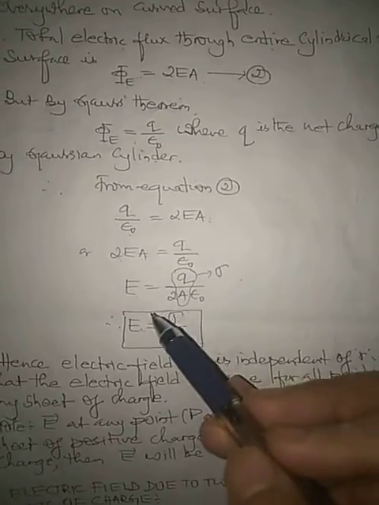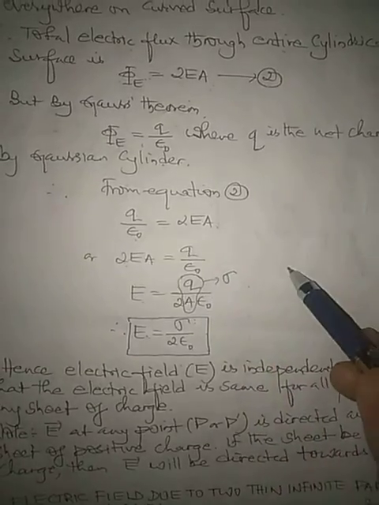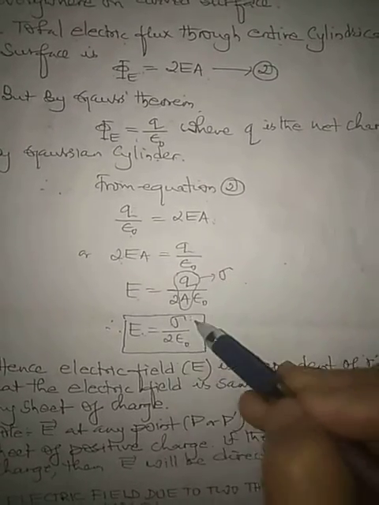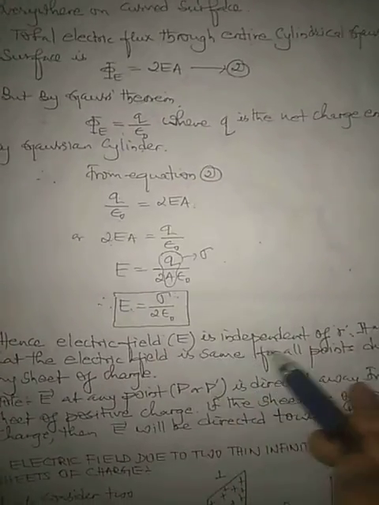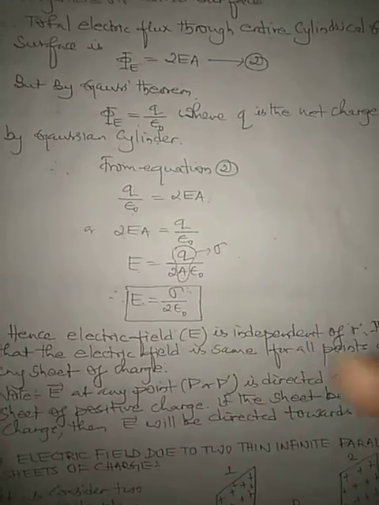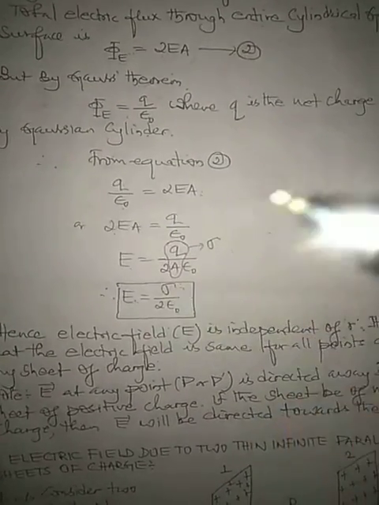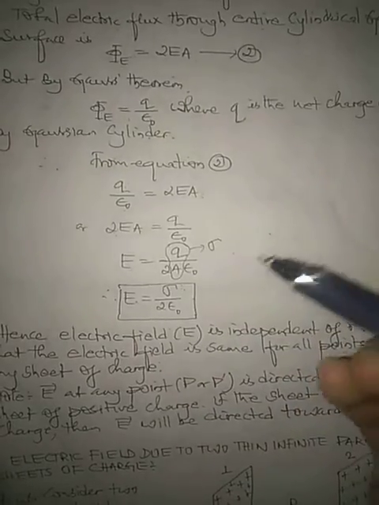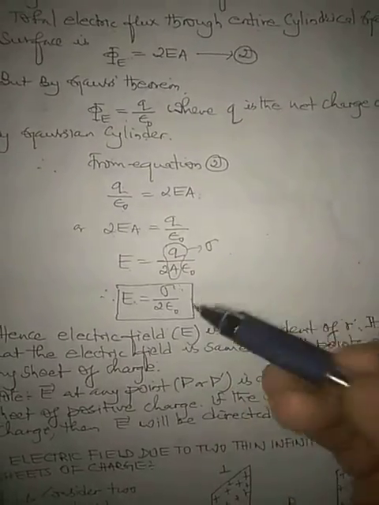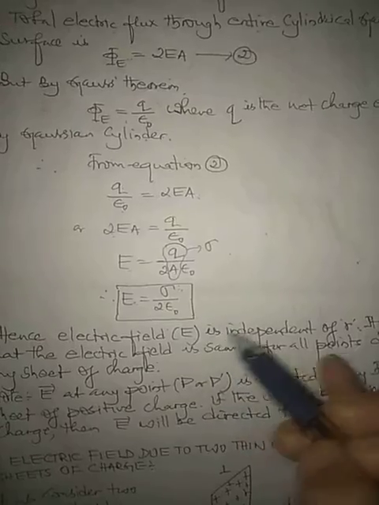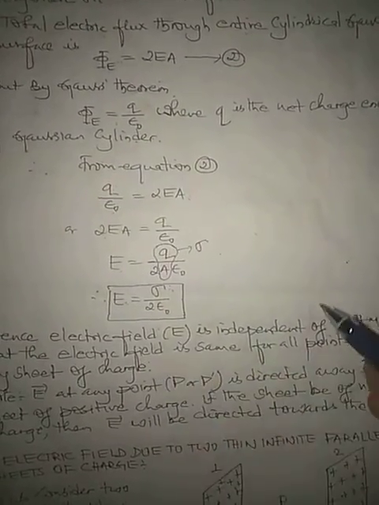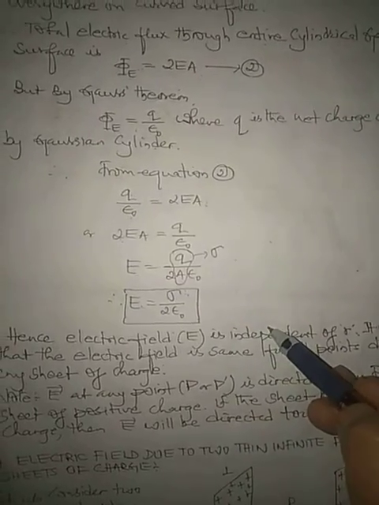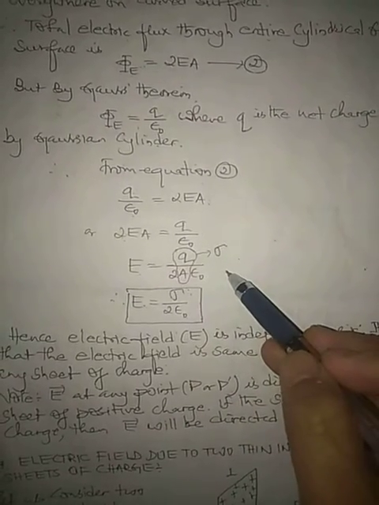So remember this, the electric field is independent of the distance from the plane sheet of charge. It means whether you calculate the field very close to the charge or away from the charge, the magnitude of the field remains the same. So the electric field is the same at all points due to a plane sheet of charge of any area. It is independent of the distance R, and it is the same everywhere on both sides of the plane sheet of charge. So this is one of the important conclusions that we can draw.